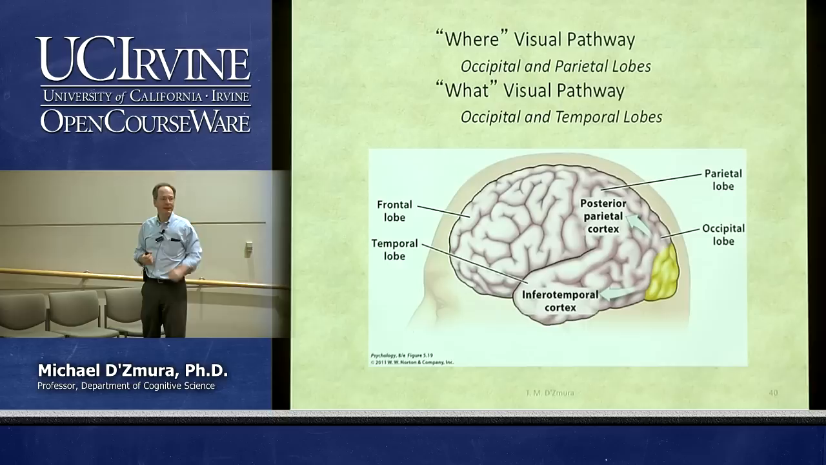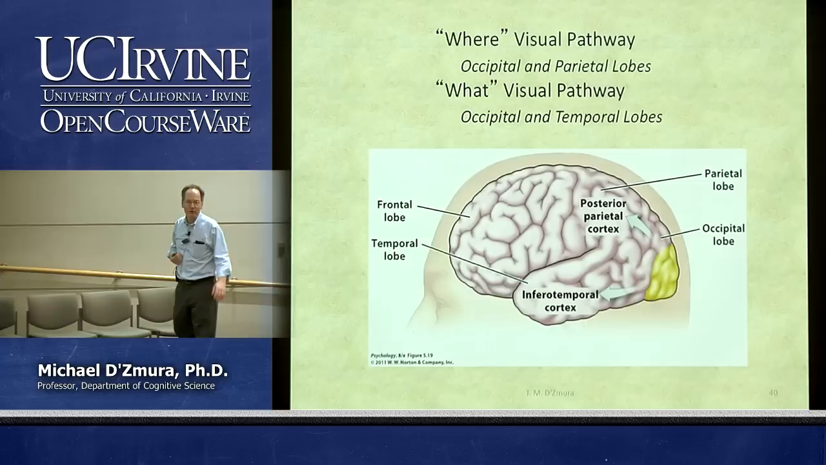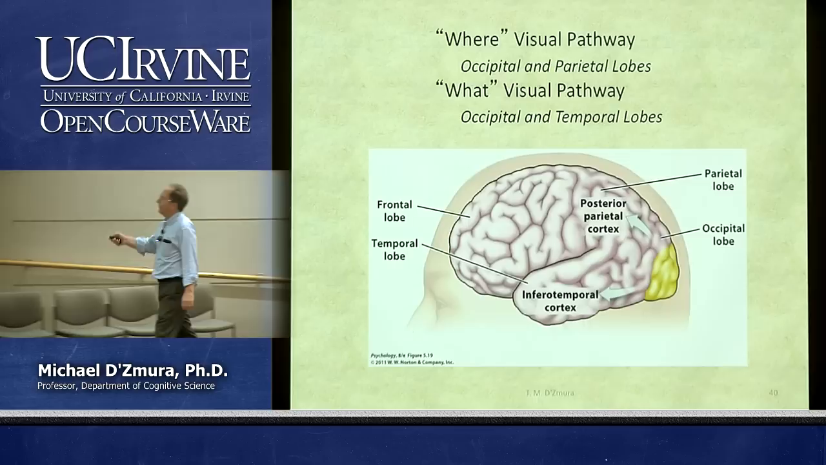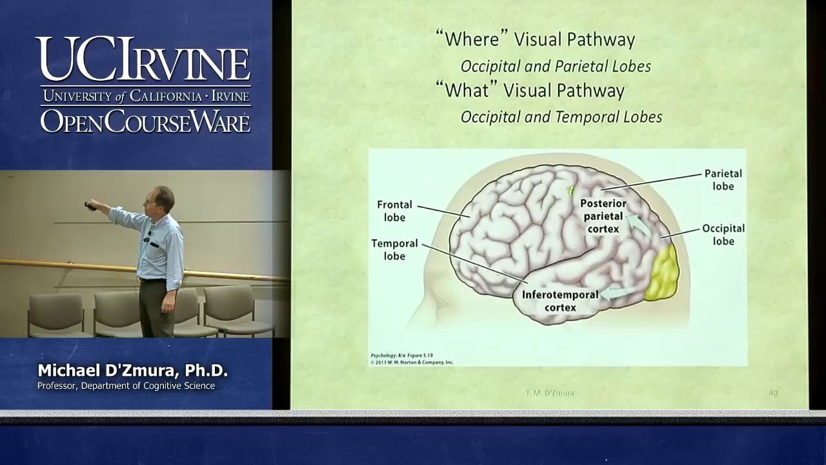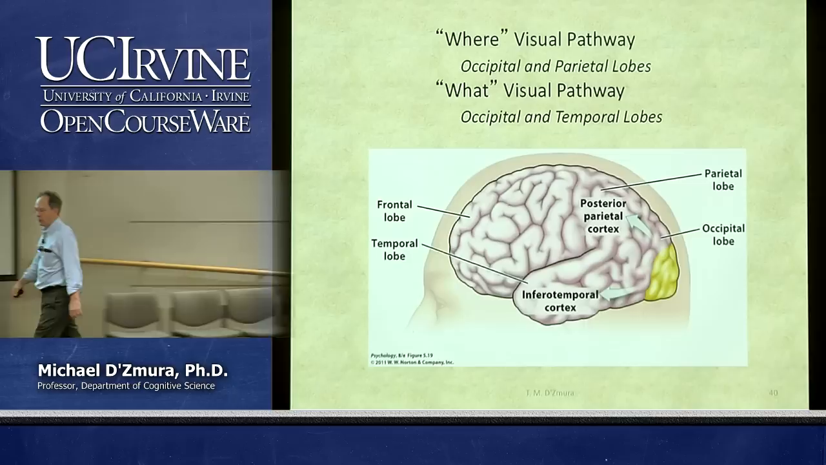So these are known as the what and the where pathways, and both of them rely on the activity of neurons in the occipital lobe, of course, the primary visual cortex and some of these extrastriate visual areas. But the further processing of location information is handled by neurons in parietal visual areas. The further processing of object identity is handled by neurons in temporal cortical areas. That would be the what pathway.